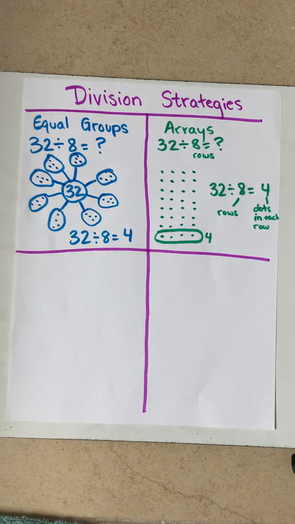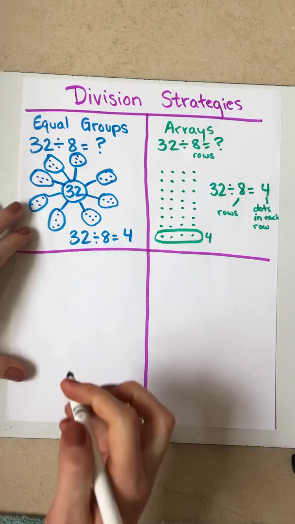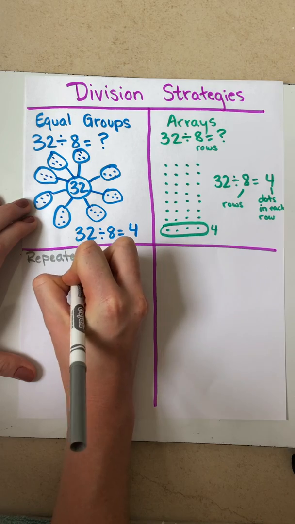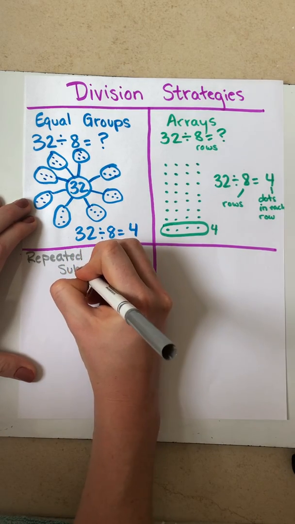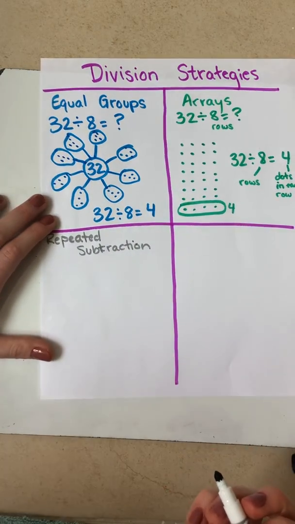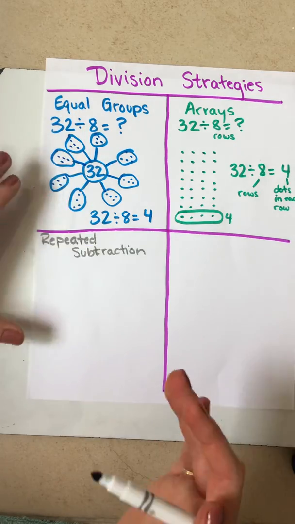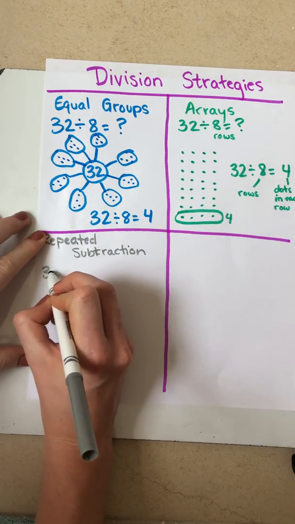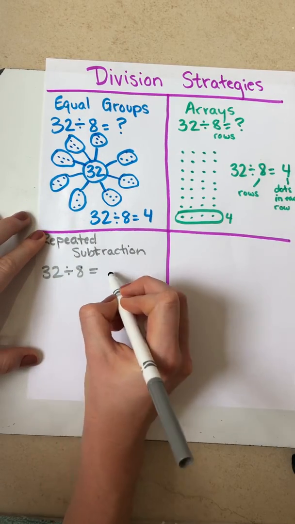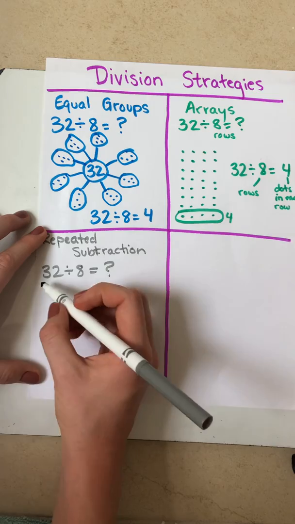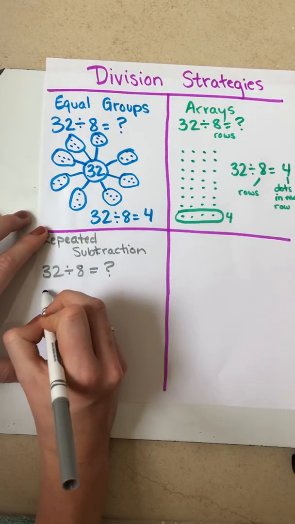And then another strategy that we're going to be looking at is repeated subtraction. For this strategy, we know that division is similar to subtraction, and it's separating and splitting up the number. So we have 32 divided by 8 equals question mark again. And we are going to be taking away groups of 8 from 32 until we see none of them left.